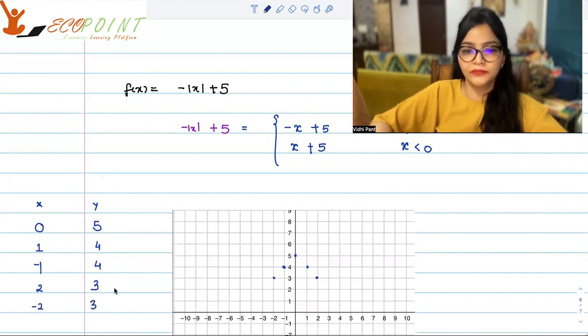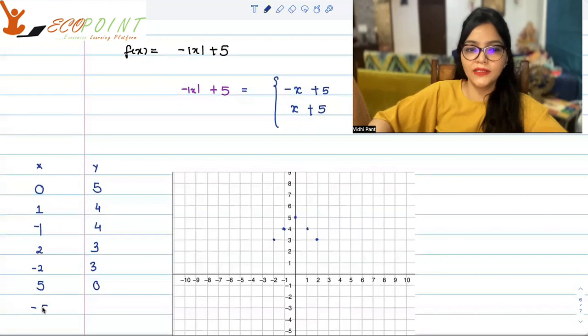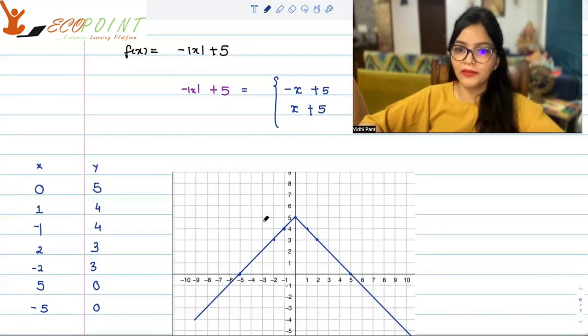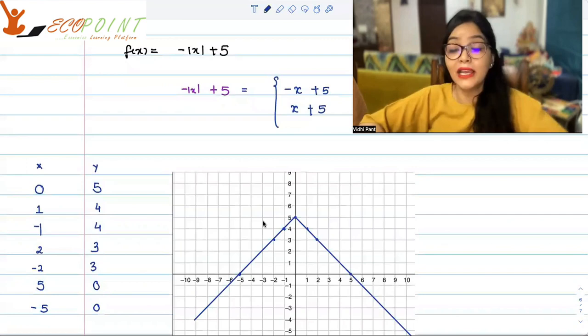So 3, right? If I take 5 as my input, I'm going to get -5 plus 5, that's 0. And when I take input as -5, it's going to give me again -5 plus 5, 0, which means at -5 and 5, I'm going to reach here. And it's an inverted V again, but it's going to move something like this. So something of this sort will happen here, okay? And that's the transformation we've done with minus mod x.